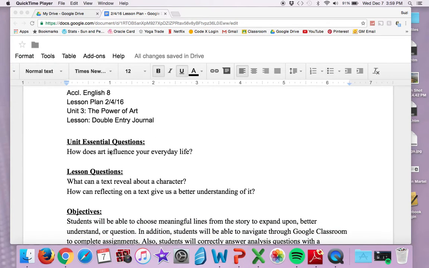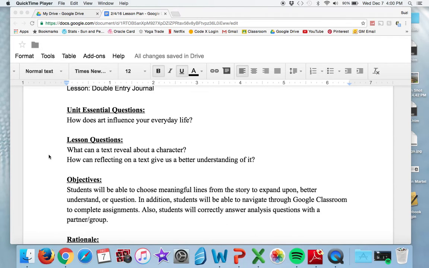I always start out with the unit essential question. I tell my students that this is our guiding light, for lack of a better word. This is the question that's in the back of our mind, that everything that we do in this unit relates back to this question. We're not necessarily trying to answer this question, but we are trying to explore it a little deeper, and gain a better understanding of this question.